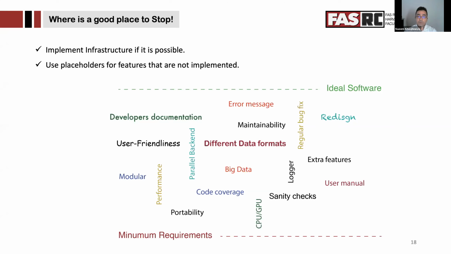And also using placeholders is very important. For example, let's say you want to read one specific data format. For the other data formats, you can put placeholders. The user can use it as an input, but when they are asking for that input data format, the program will print out that it has not been implemented and gracefully close the program. So in that case, the researchers can see what can be done if they want to contribute more to the project.